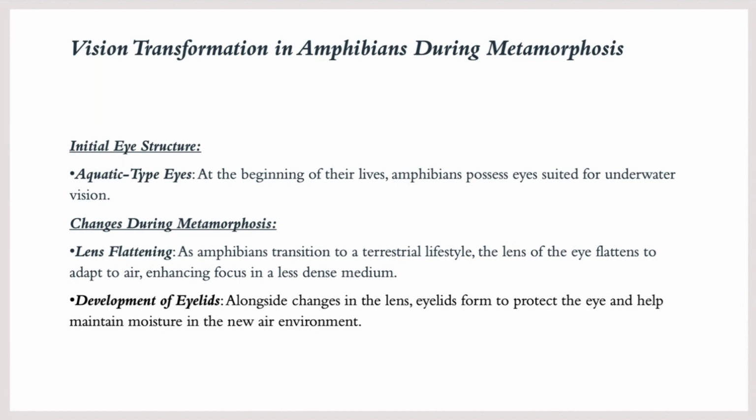But then, as these amphibians go through metamorphosis and become adults, and start to live more on land, their lens is going to become a bit more flat. They don't need the spherical lens anymore. This flattened lens is now going to allow them to focus light in a less dense medium, which is the air. And they also develop their eyelids as they become adults, again, to protect from loss of water within the eyes and to also protect from floating debris in the air.